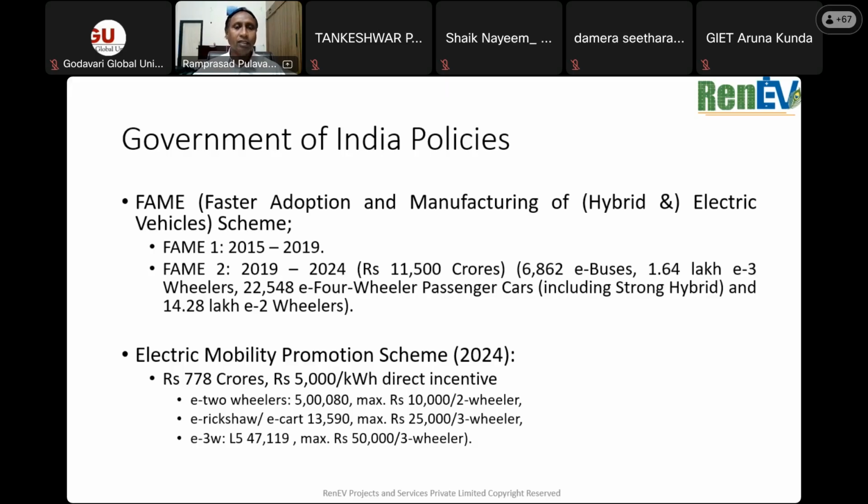And then again, there is a different three-wheeler. We call it L5. Like you might have seen on the road, blue and white color autos, Mahindra Treo or Bajaj Go. They are under the L5 category. The number of L5 category vehicles is 47,119. And the maximum subsidy for such vehicles is 50,000 per three-wheeler.